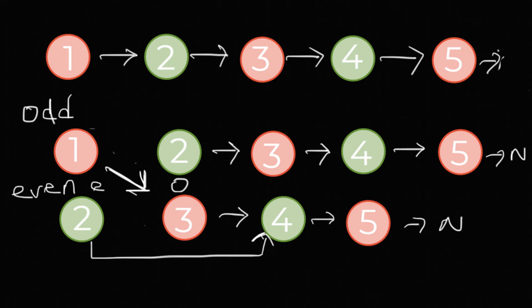Next, we set even to the new even.next that we just updated. Logically, the next even is 4. So we move the even pointer. Now it goes on to 4. Now we're ready to go to the next iteration of odd and even.